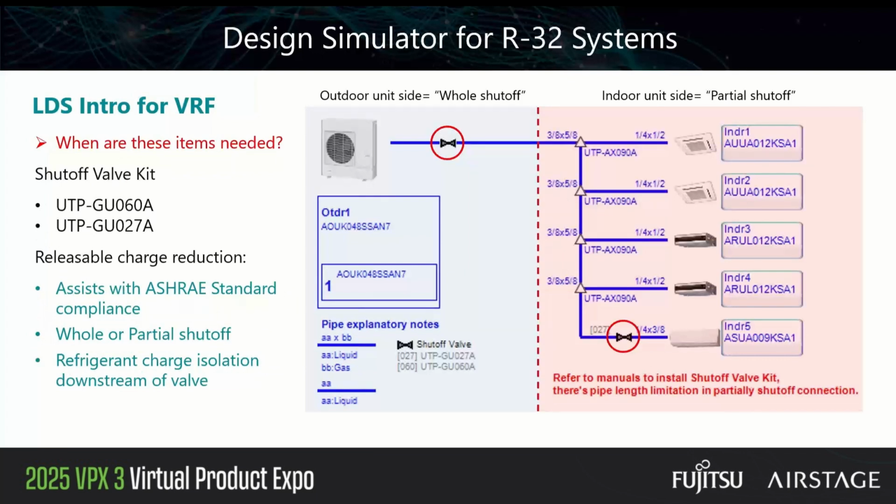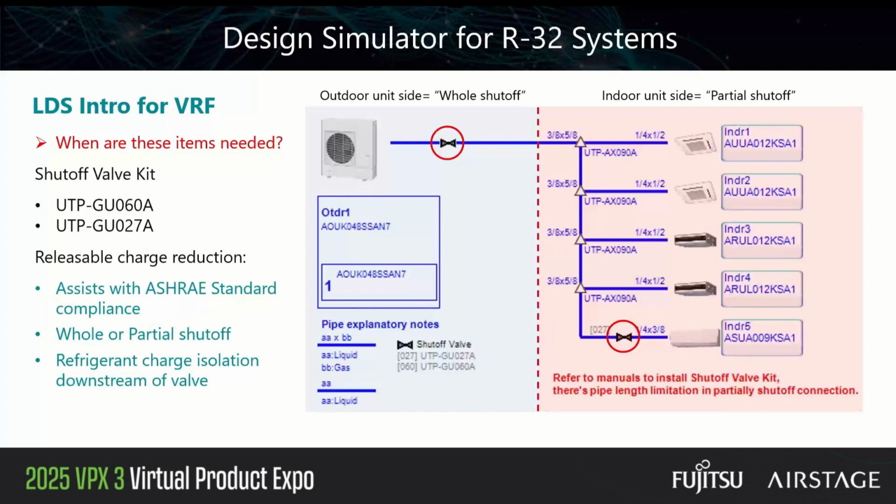So now we are familiar with what LDS components are, and how the shutoff valve kits are applied is what we call either a whole shutoff or a partial shutoff. Now, you will never see 2 shutoff valves installed in this manner. It cannot be done. That is, you will not have a shutoff valve on the outdoor unit side and one on the indoor unit side, so to speak. It will always be one or the other.